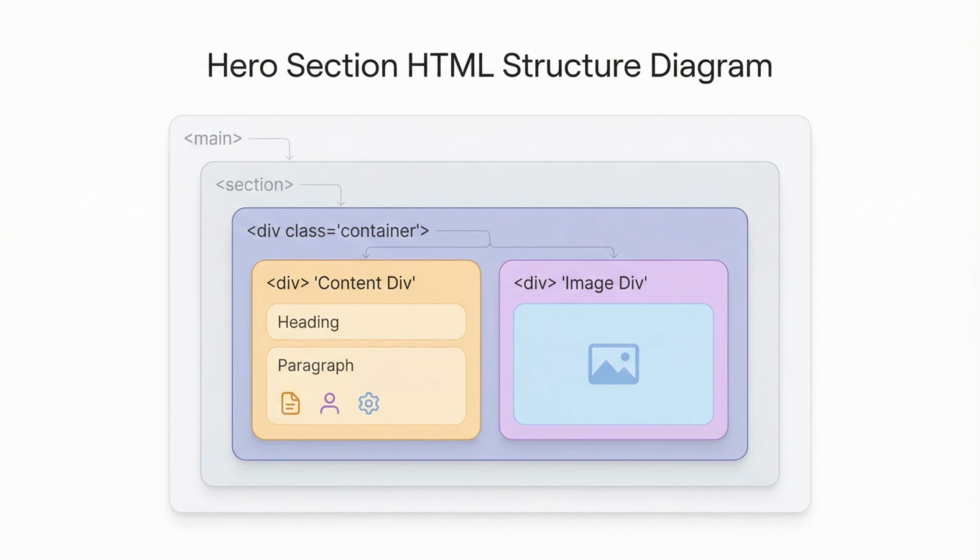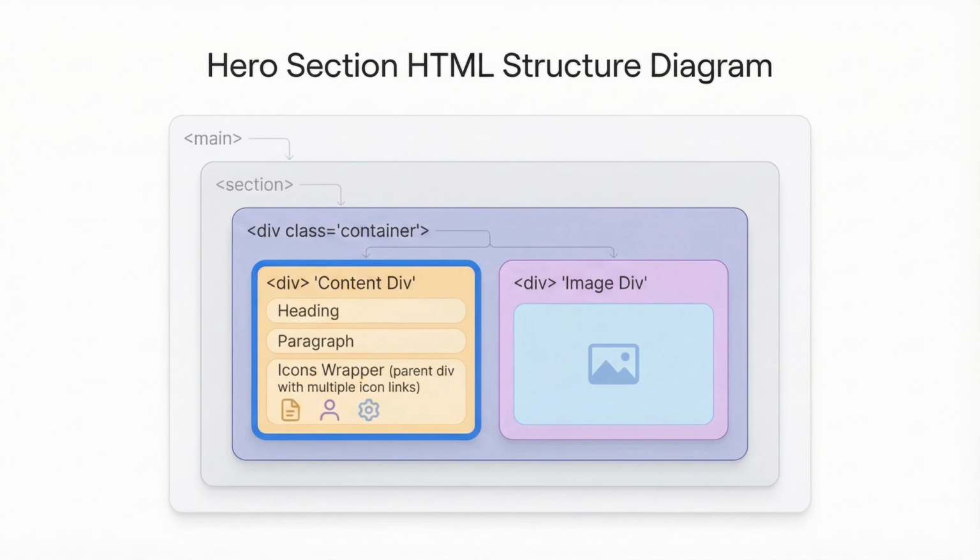Let's talk about the hero section structure. The hero section lives inside our main element. Inside the section, we have a container div, and that container is split into two parts. One side holds the text content, which includes a heading, a paragraph, and social media icons, and the other side holds the hero image. This two-column layout is the foundation of a typical portfolio hero section.